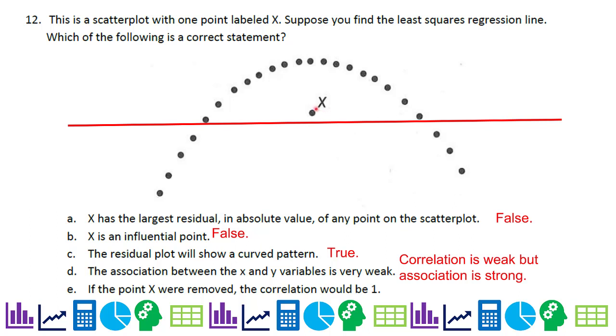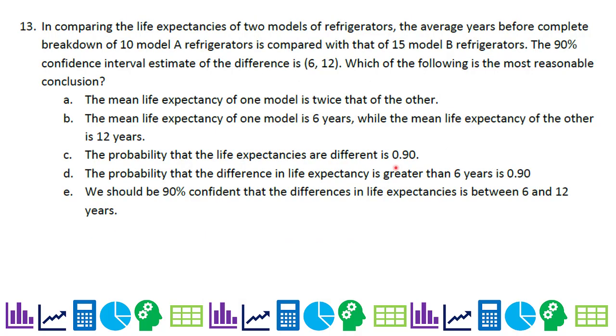If the X point were removed, the correlation would be 1. No, because I'm trying to do a line. This is false. So it's still very curvy. It would still be very close to 0. So the correct answer is C. The residual plot would show a curved pattern.